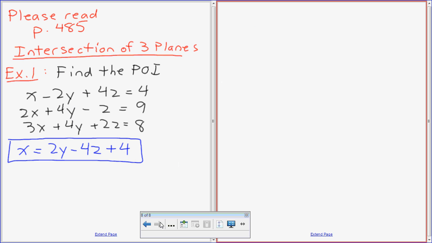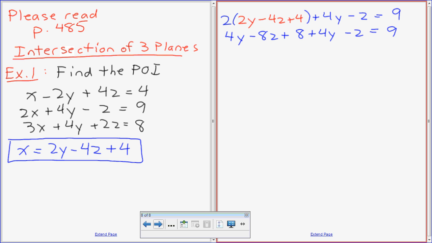Okay? So the second equation, okay, so everyone sort of saw what happened there? That turns into 4y minus 8z plus 8 plus 4y minus z equals 9. Which changes into 8y minus 9z plus 8 equals 9.